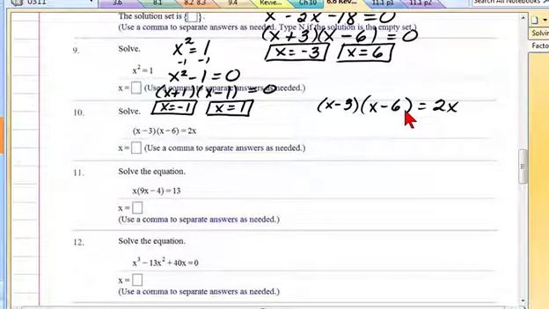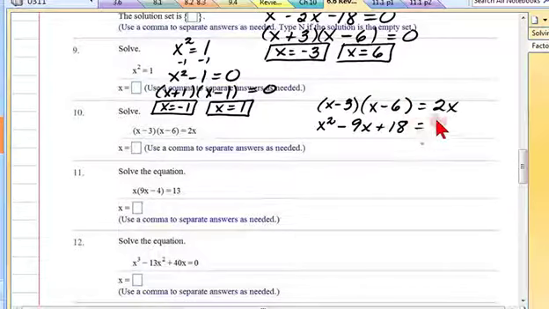FOIL. I can multiply that out. So if I multiply this out, because these factors are useless since I don't have a 0. So the product of the first is x squared. The outer product is negative 6x. The inner product is negative 3x, which makes negative 9x. The product of the last gives me plus 18, and that's equal to 2x. Is everybody okay with the result of using FOIL?